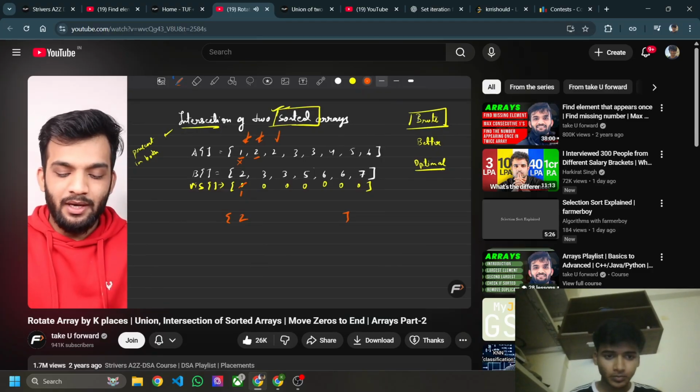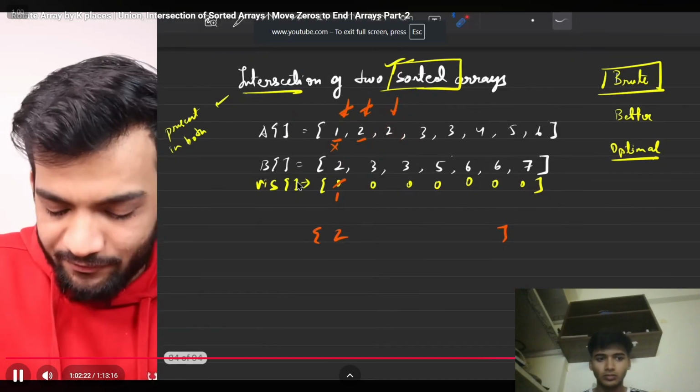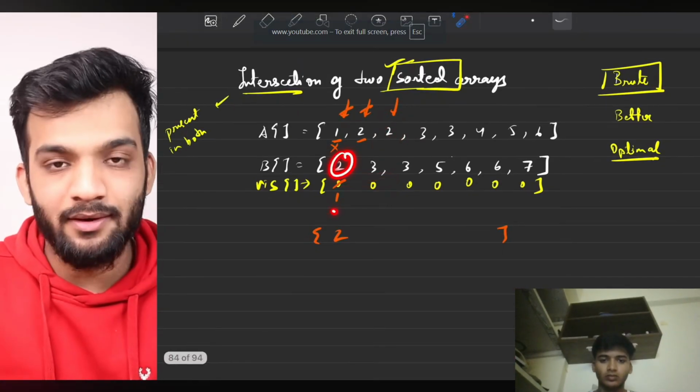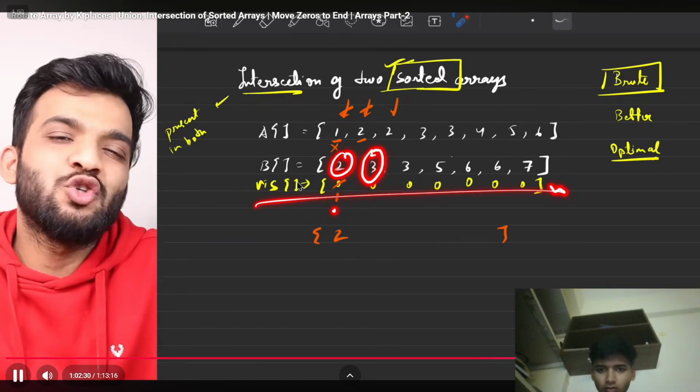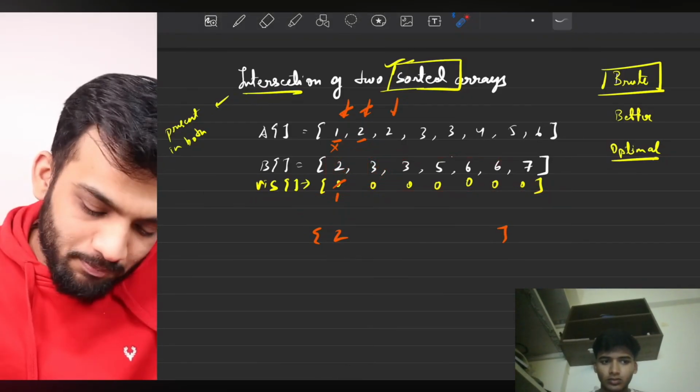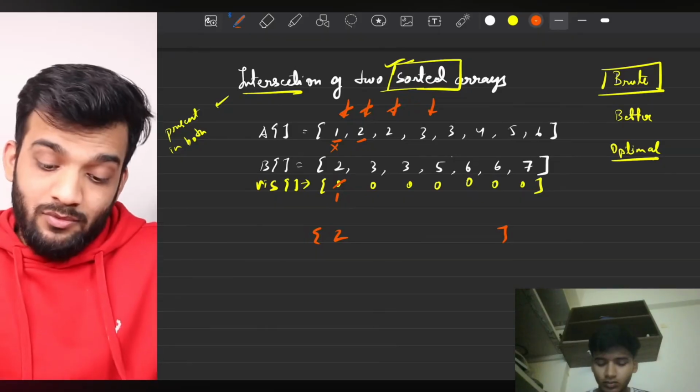Now I'll move ahead. When I move ahead, I have a 2, and I'll look for a 2. I see a 2, but it's taken. Now I see a 3. Since it's a sorted array, I'm sure that beyond this there will be no 2. So I stop. I'll say, I did not find. Next, 3.